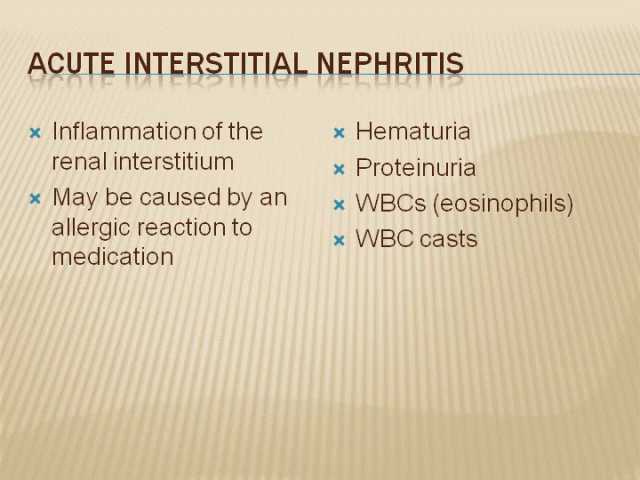Acute interstitial nephritis. This is inflammation of the renal interstitium, and it may be caused by an allergic reaction to some medications. What you see in the urine is hematuria, proteinuria, white blood cells, predominantly eosinophils, and white blood cell casts.